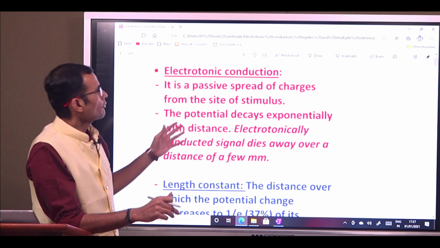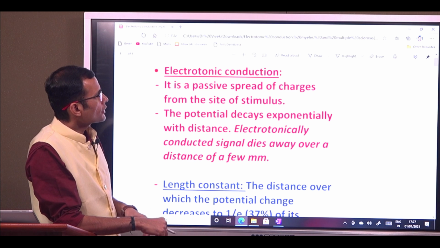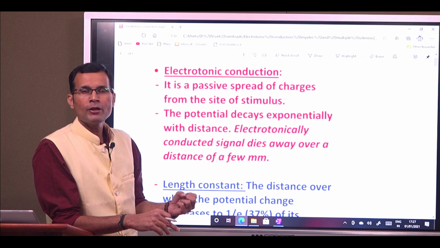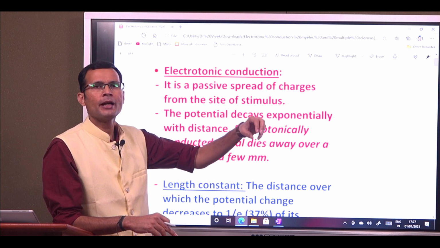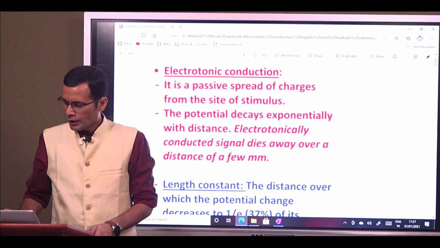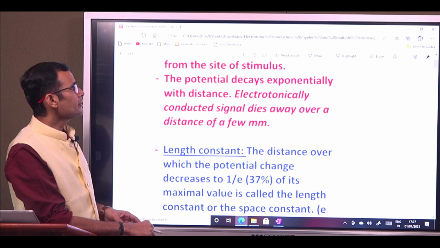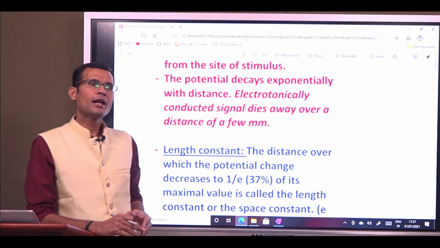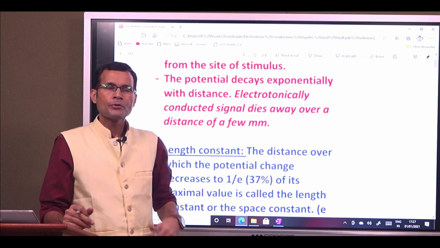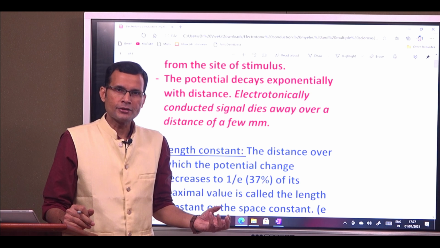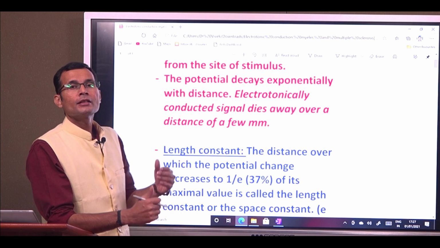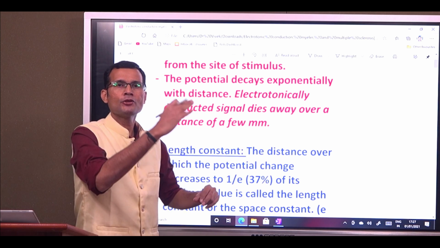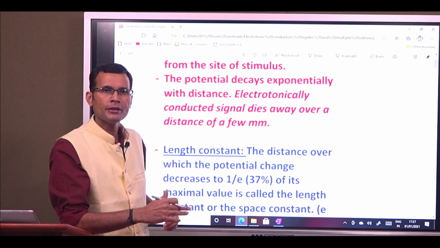So, here are a few points. First, electrotonic conduction is a passive spread of charges from the site of stimulus. So, charges enter from one point and they just passively spread over a certain distance. Now, this electrotonic potential decays exponentially with distance. Yes, as we have mentioned, the axonal membrane has capacitance, and because of that there will be leakage of charges. As the current flows, there will be leakage of charges across that membrane.